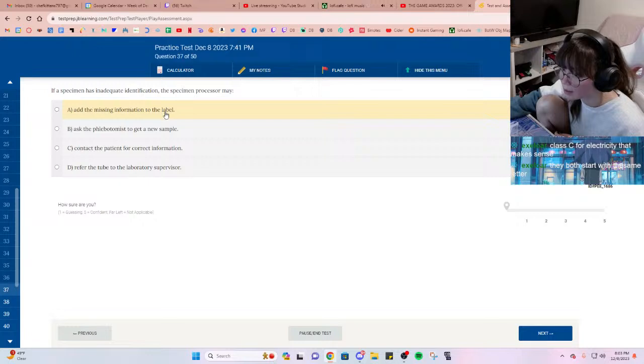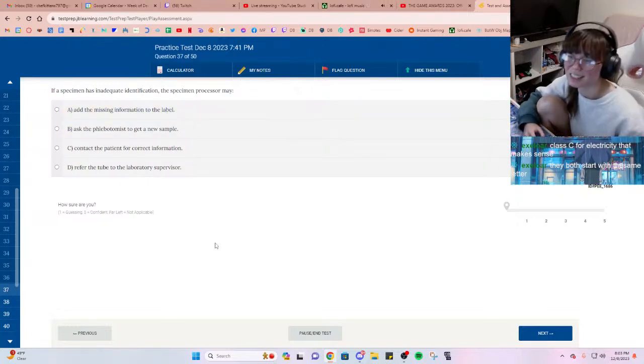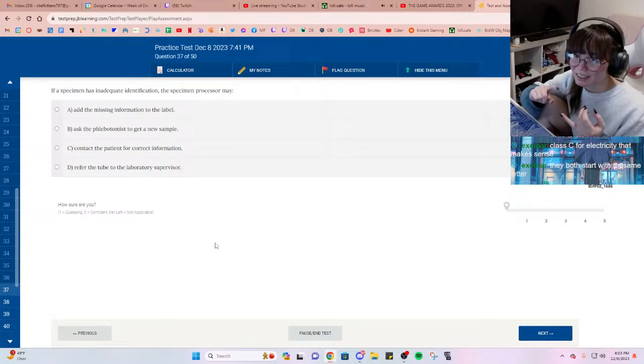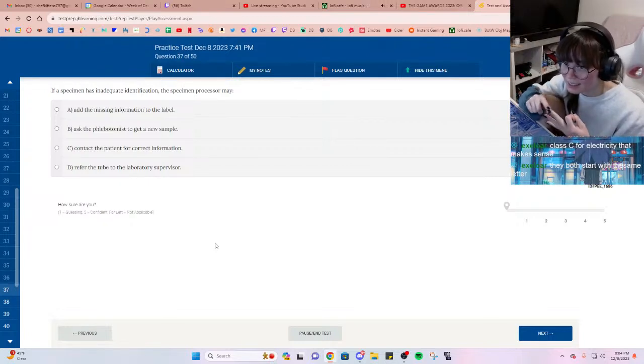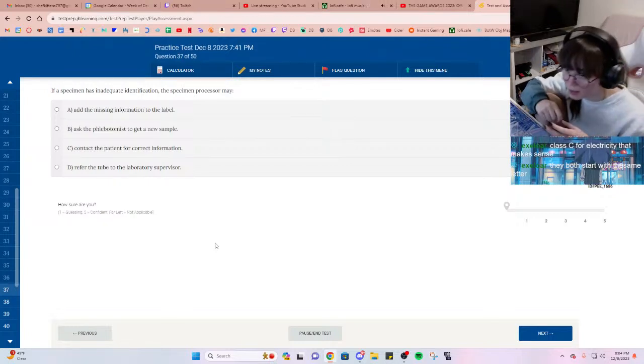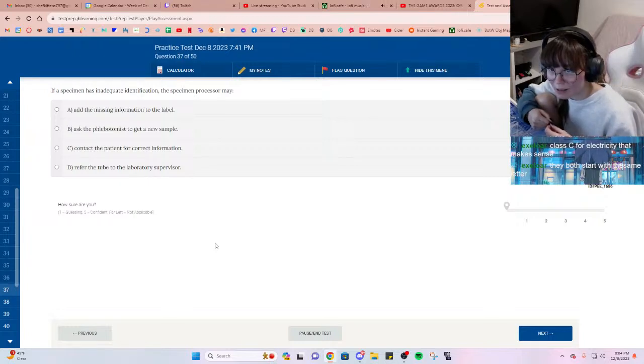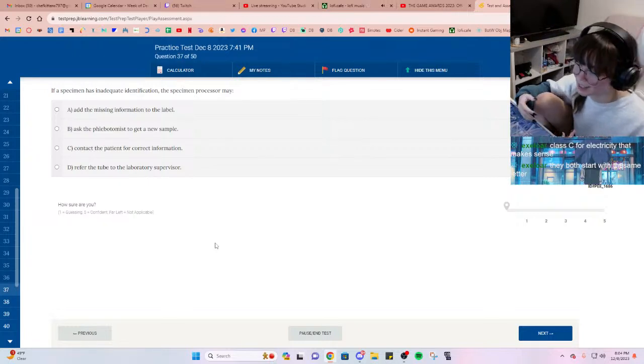Class C for electricity, that makes sense. Yeah, because they both start with the same letter. Okay, so Class A is ordinary fires. Class B is flammable liquids. Class C is electrical fires. Class D is combustible metals. It doesn't have a D in it, but it kind of sounds the same. And then Class K is cooking oils and kitchen fires. K for kitchen. Boom. That's how we're supposed to remember it. And honestly, it kind of works.